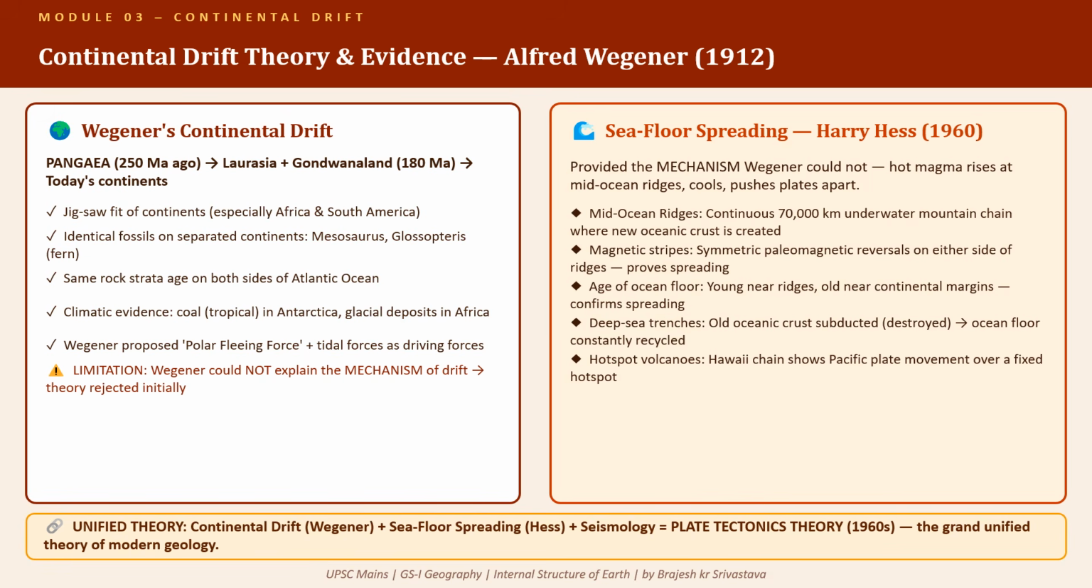He also found matching rock strata, rocks of identical age and composition on both sides of the Atlantic, and climate evidence: coal seams formed in tropical forests found in Antarctica, glacial deposits found in tropical Africa. This could only make sense if these landmasses had moved dramatically, but Wegener had one fatal flaw in his theory. He could not explain the mechanism, the force that actually moved the continents.